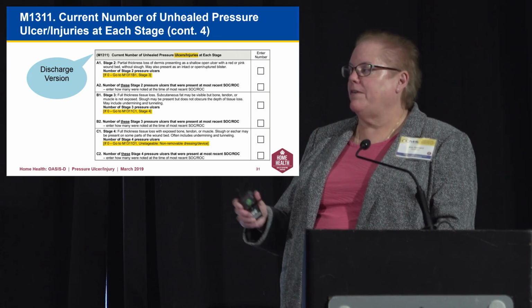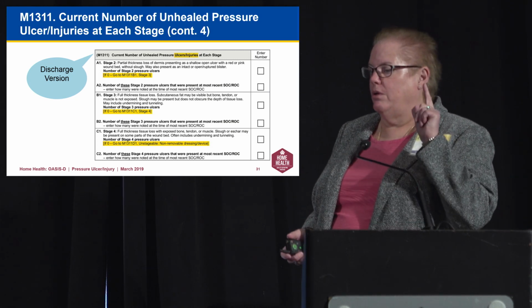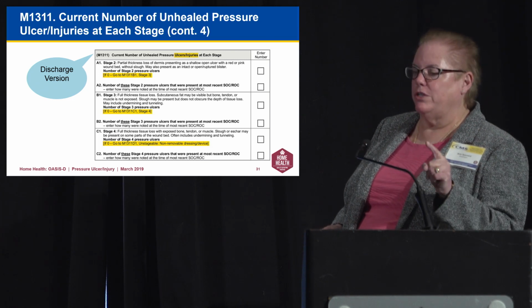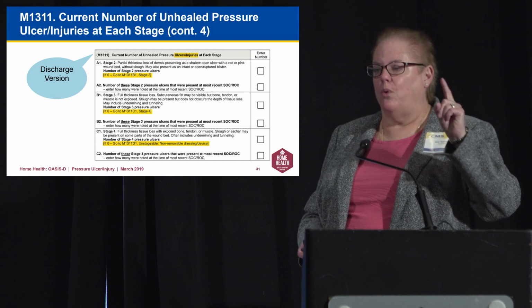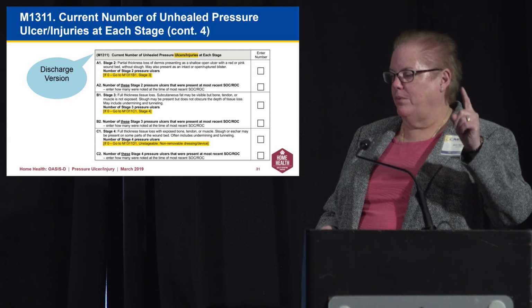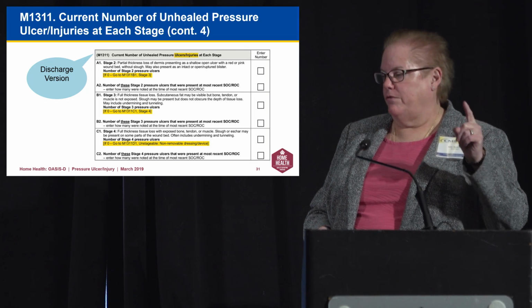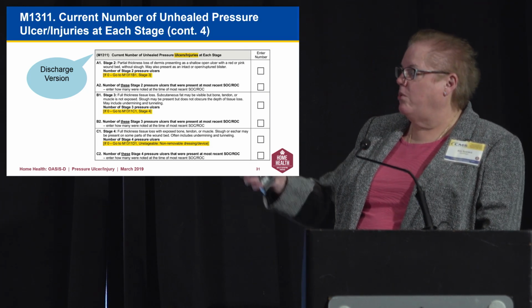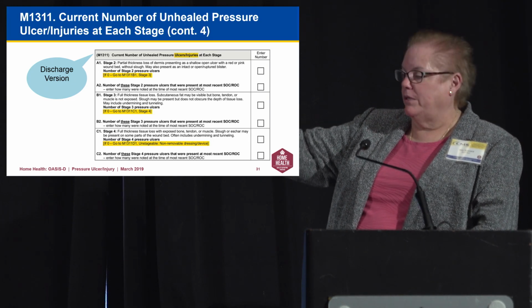Now let's take it if I had 1. If I have 1 stage 2 at discharge, then the A2 question is saying, all right, so you have a stage 2 pressure ulcer. Was that ulcer a stage 2 at admission or your first skin assessment, SOC or your ROC? And if so, you would have 1 for the first one, A1, and then 1 for the second one.